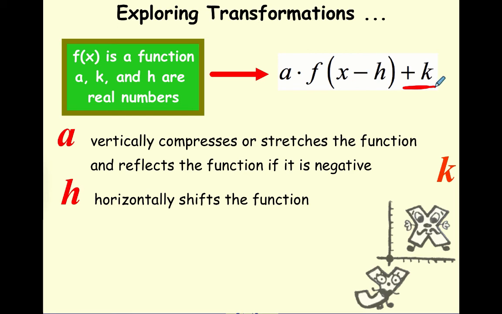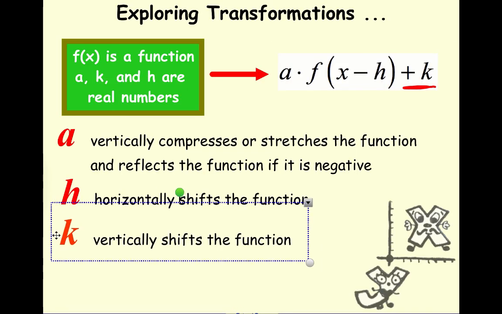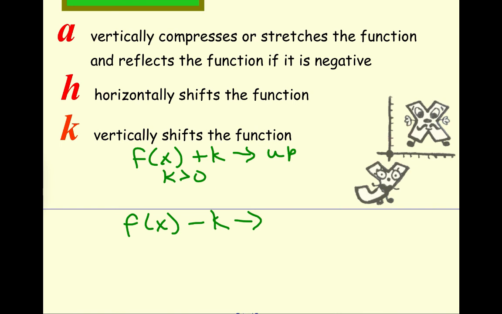Okay, and now this last value, k. So let's go ahead and remind ourselves what it did. So here were those transformations where we were adding or subtracting outside of the parent function. And both of them gave us vertical shifts. When it was a minus, it moved it down, and when it was a plus, it moved it up. So basically, it did what you expected. So k, in general, is always going to vertically shift your function. It does basically exactly what it says. So f of x plus k, where k is a positive number, moves it up. And f of x minus k moves it down, where k is a positive number.